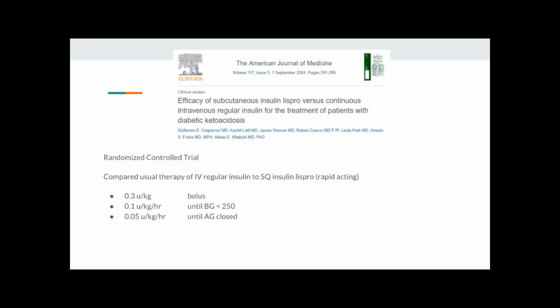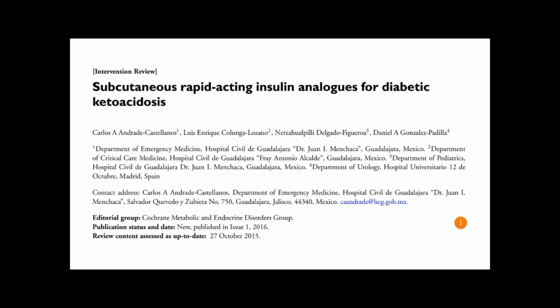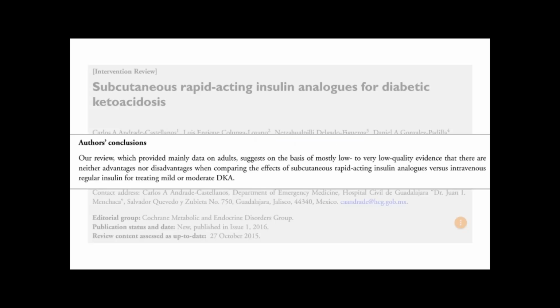They compared IV regular insulin to sub-Q Lispro, which is one of the rapid-acting insulins. This is their little protocol, kind of similar to what we use for IV insulin, but they have their own thing. So for mild or moderate DKA, sub-Q and IV insulin seem okay. This is a Cochrane review where they took a look at all the studies done for sub-Q versus IV insulin, and this is what they found.